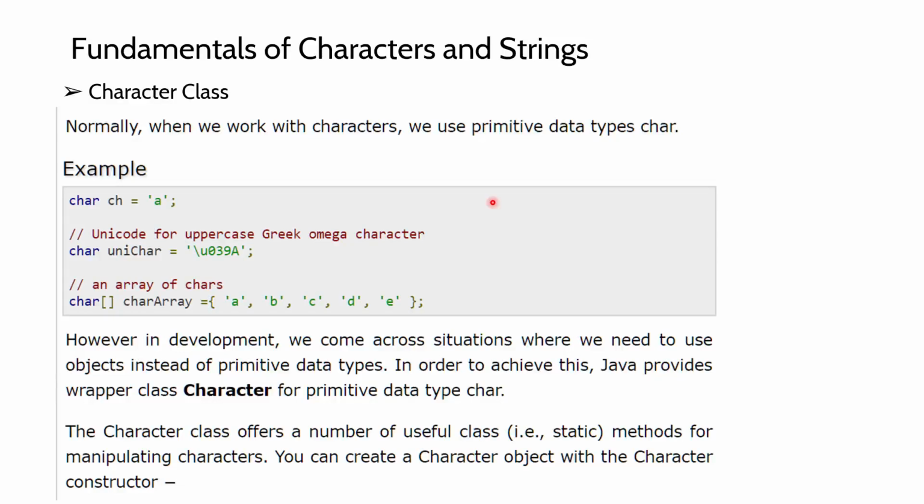However, Java also gives us a character class because in development we may come across times where we want to call methods on our individual characters. So we can see here that we are declaring a primitive character A, and we are able to also create different types of characters and character arrays. But it is useful to also have a character class that offers a number of useful methods for manipulating characters, and you can create a character object with a character constructor.